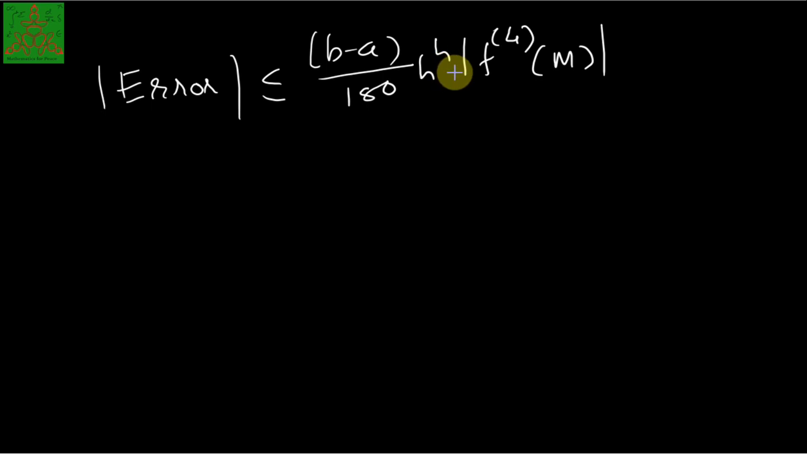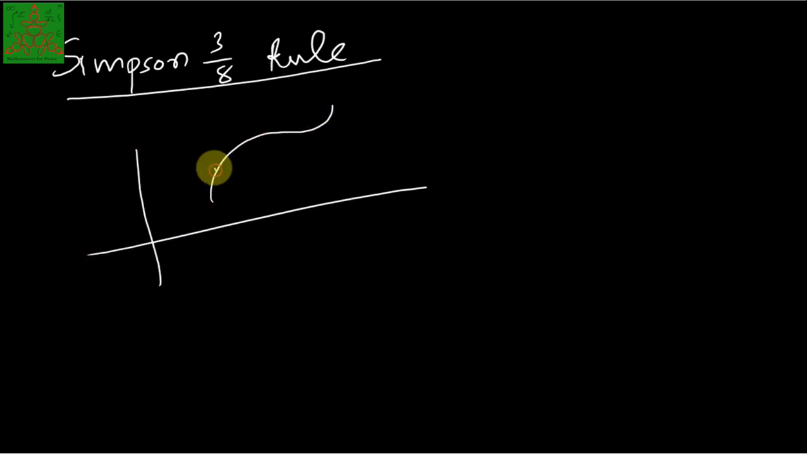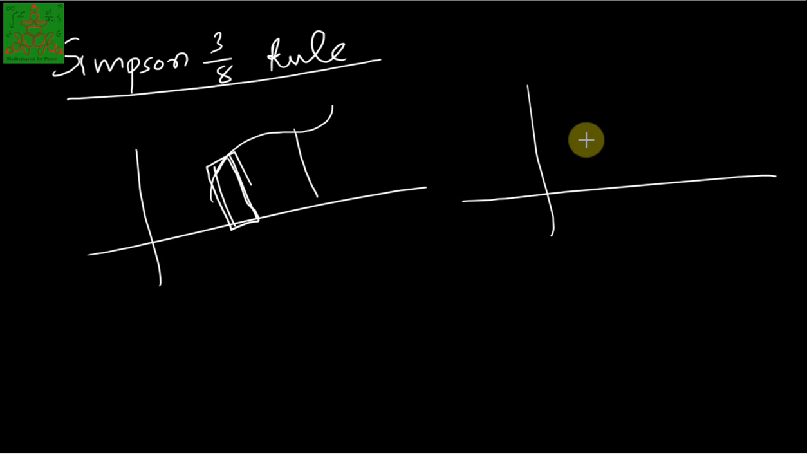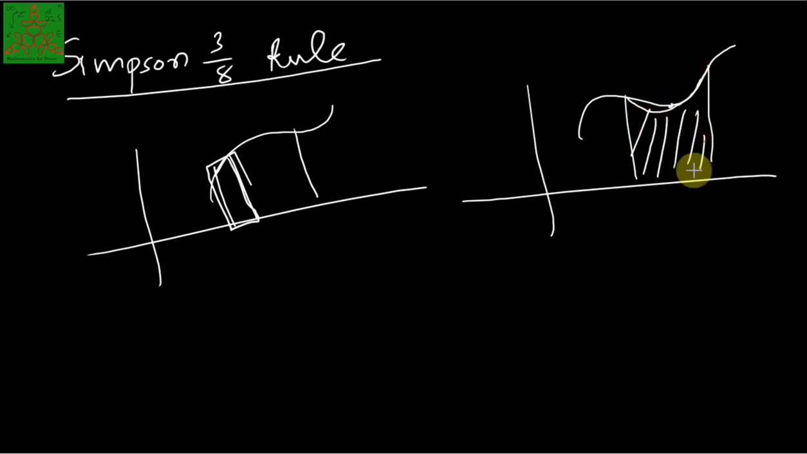Let us have one more method, which is known as Simpson's 3 by 8 rule. In the trapezoidal rule, we fixed 2 points on the curve and then joined those 2 points to make a trapezoid. In Simpson's 1/3 rule, you fix 3 points, and then you plot one parabola which passes through these 3 points, and you calculate the area under that curve, and using that we have calculated the approximate integration.